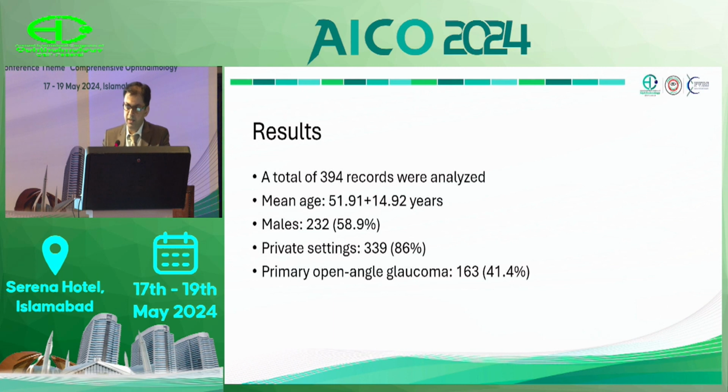A total of 394 records were analyzed. Males were more than females, and the prescriptions from the private settings were more than the prescriptions from the public or government settings. And primary open-angle glaucoma was the most common diagnosis.